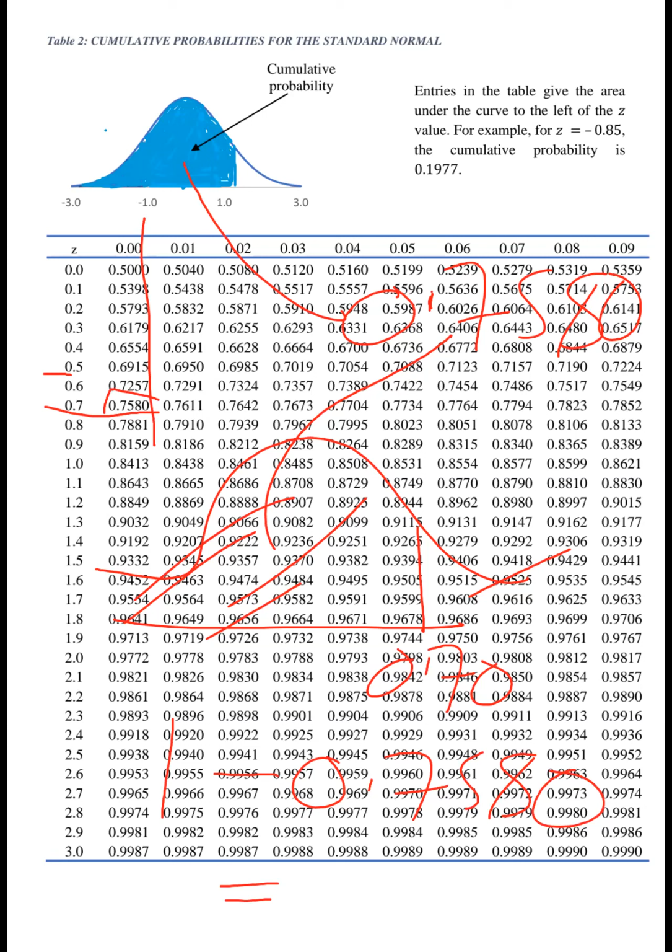Get the area that is after 0.70, and this will be 0.2426. This is the probability, or the area, that is after 0.70. The area after z = 0.70 in this respect is equal to 0.2420.